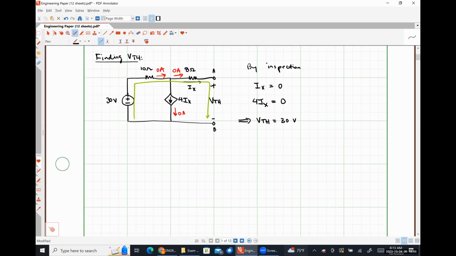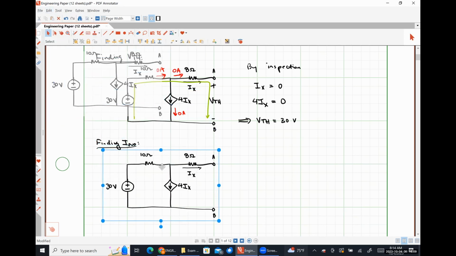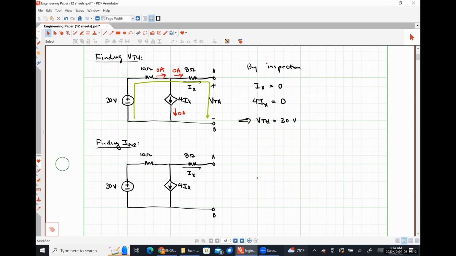All right, so finding I Norton. How do we find the Norton current? Short circuit our terminals. And the Norton current is specifically the current flowing through the short circuit. Okay. So it should be fairly obvious then that IX and I Norton represent the same current for this particular problem. Okay. So how would we solve for that current I Norton?